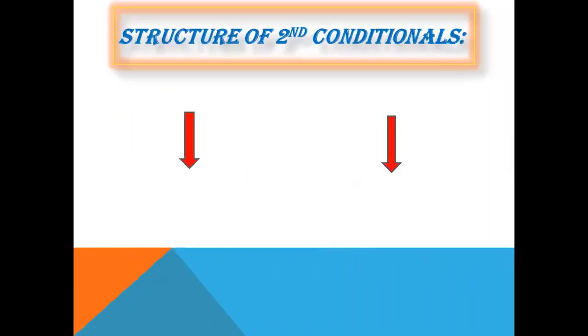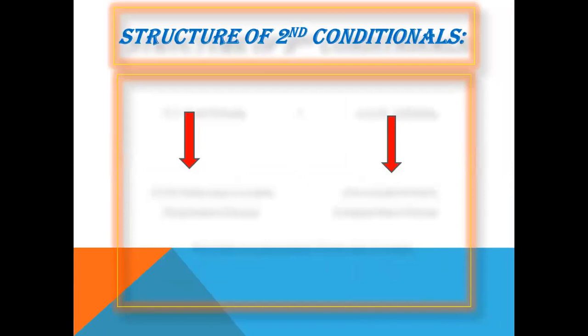Now, what's the structure of second conditionals? As we already know, all the conditional sentences are complex sentences of one independent clause and one dependent clause. So here we have the dependent clause as if clause, and the structure is if plus past simple and would plus infinitive. Infinitive is the base form of the verb.